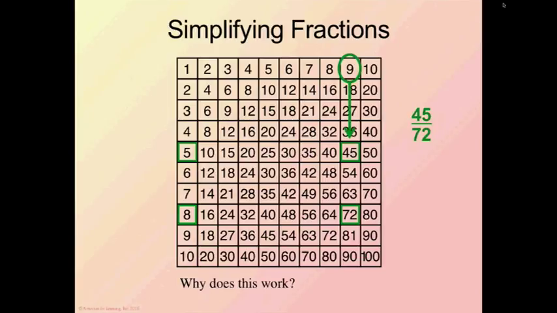So 45 divided by 9 is 5. 72 divided by 9 is 8. That's why this works.